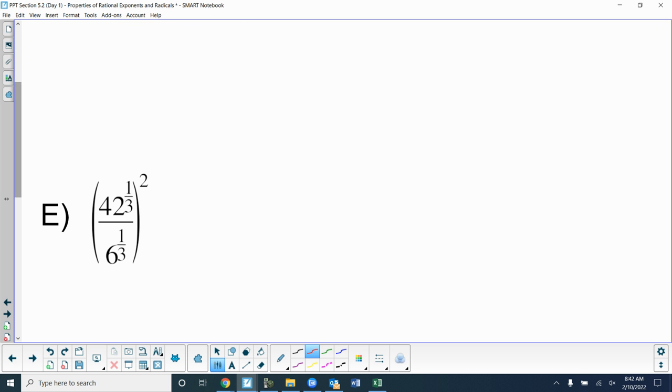Okay. Since these have the same exponent, I can simplify 42 over 6 and make it what? 7. So this is the same as 7 to the 1/3 times 2. You guys see how I got the 7? No. It's just 42 divided by 6, since 6 goes into both, right? 7 over 1, which is 7. And they're both a third, right?